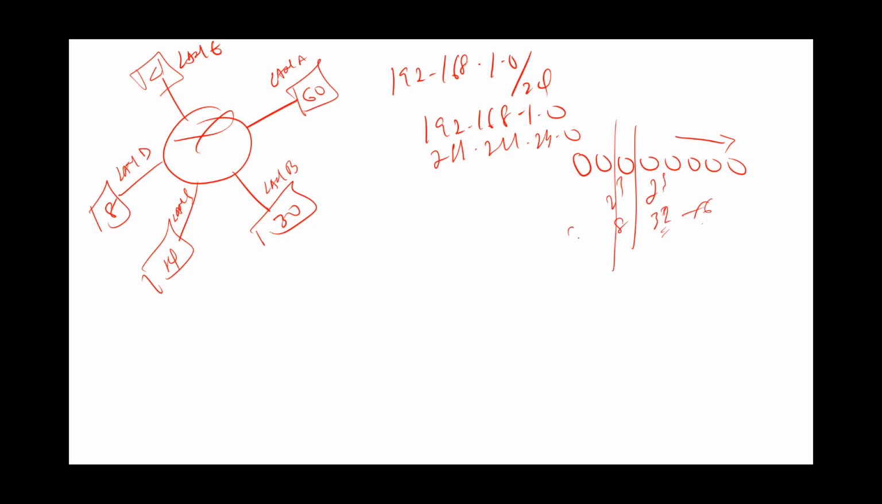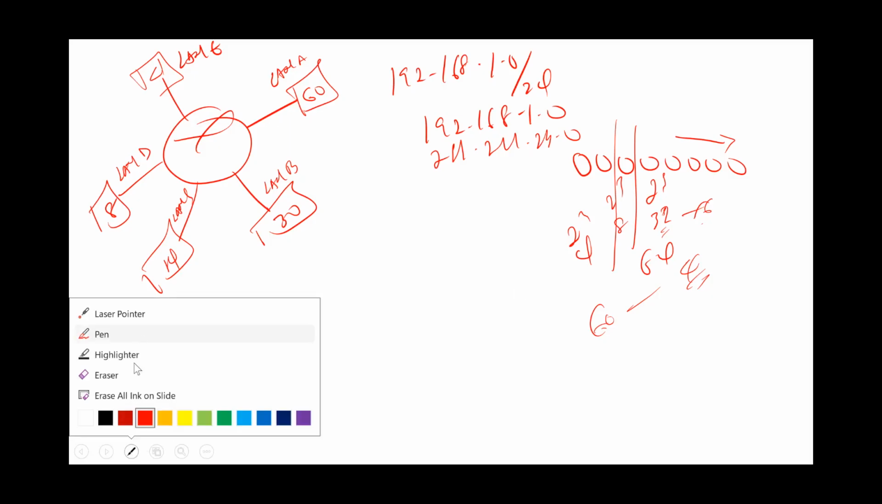So if I borrow 2 bits, 2 raised to power 2 will give me 4 subnets. And the leftover 2 raised to power 6 will give me 64. So I'm in need of 60 IP addresses. If I borrow 2 bits, it will create 4 subnets with 64 IP addresses. There's nothing I can do again. I will just have to borrow 2 bits. So it's confirmed that I will borrow 2 bits.